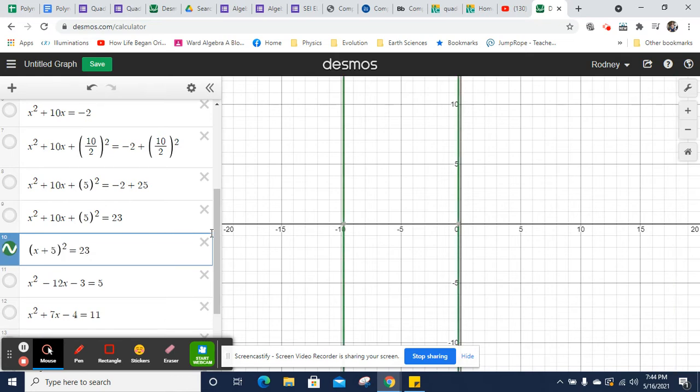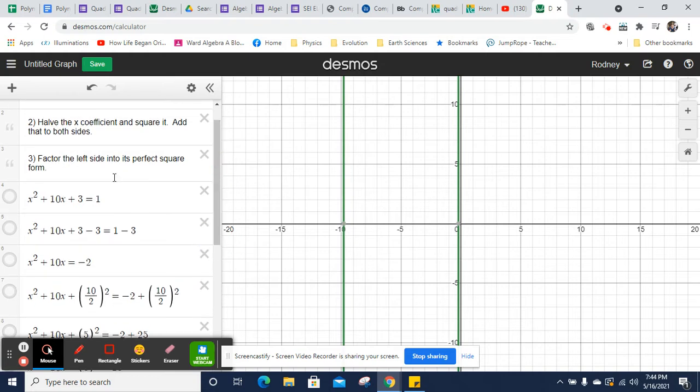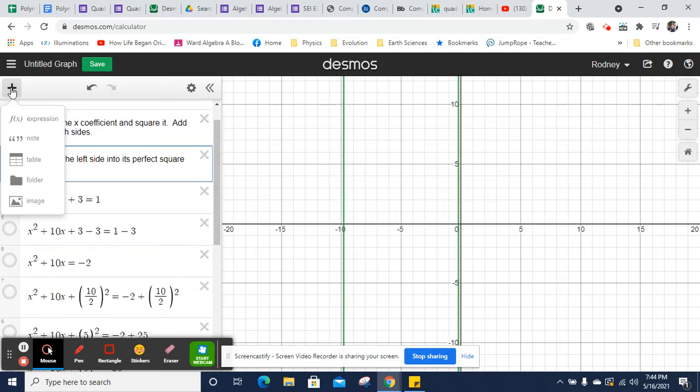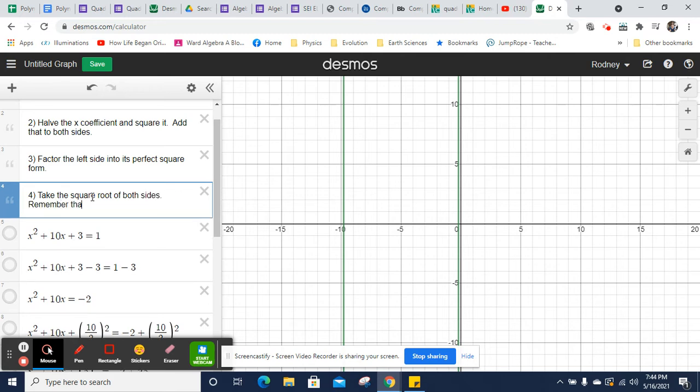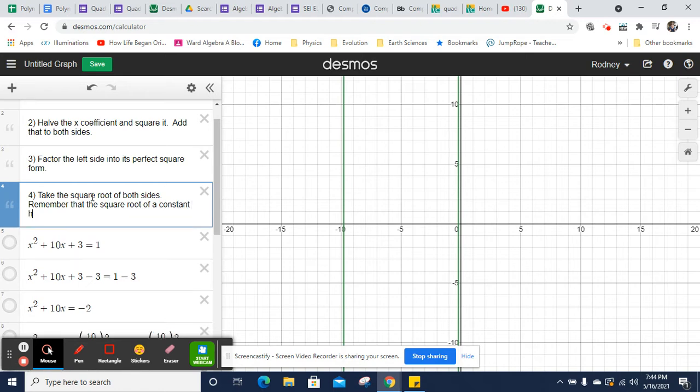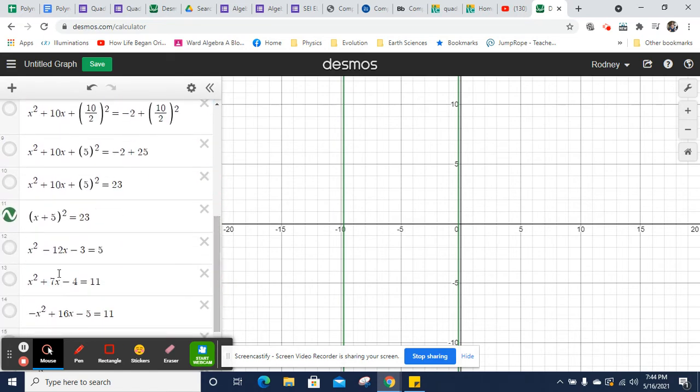Okay, and now I have just a couple more steps. Once I've factored into its perfect square form, my fourth step is to take the square root of both sides. Remember that the square root of a constant has a plus and minus version. So there will be 2 square roots on the right side. So we're going to take the square root of both sides.